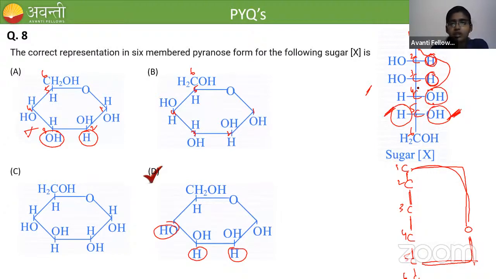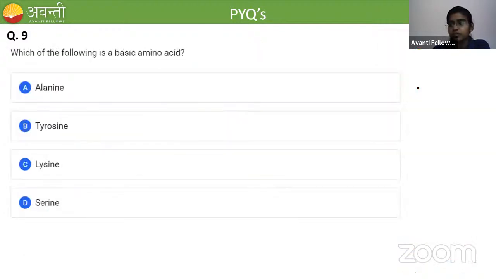Good. Now coming to the next question, question number 9. Which of the following is a basic amino acid? We have 3 different types of classification: acidic, basic, and neutral. You have to tell me which is the basic amino acid.